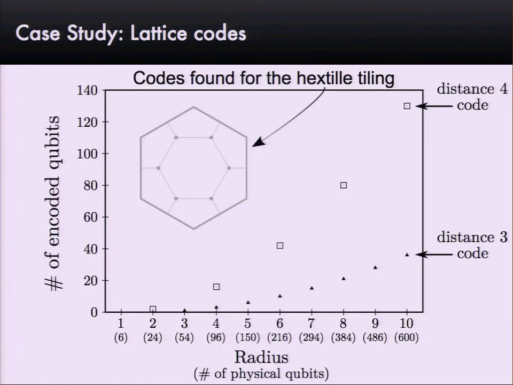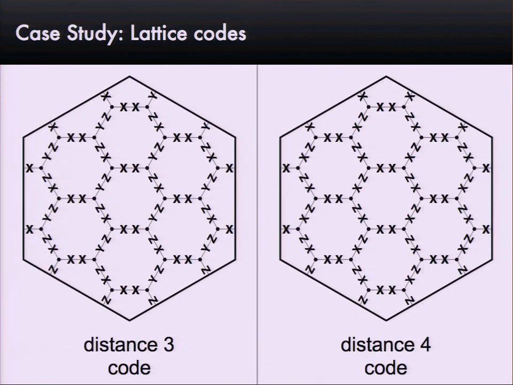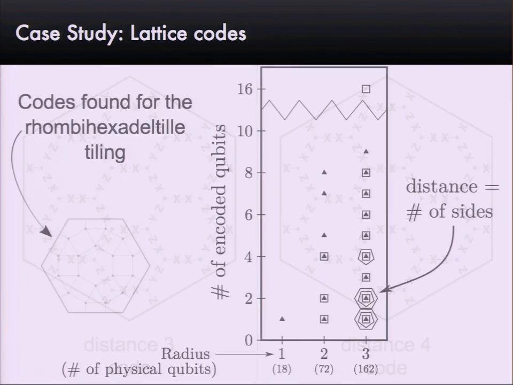Here's another example of data where there are basically 2 kinds of codes that exist on this lattice, a distance 3 code and a distance 4 code. You can tell the distances by the fact that they're all triangles and squares. And here, as you increase the size of the lattice, the number of qubits you can store increases, but not the number of errors you can correct per unit time. So here's an example of a distance 3 code and a distance 4 code on those lattices.